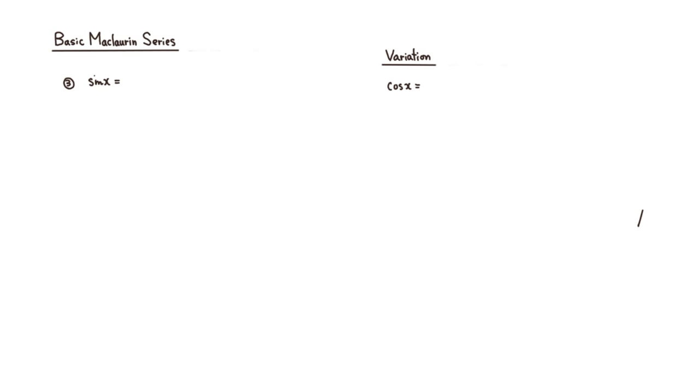All right, let's look at the Maclaurin series of sine of x and also cosine of x. So let's start with sine of x. I'm going to call the sine of x f of x. So this is sine of x. Let's keep on taking a derivative. First derivative is cosine of x.